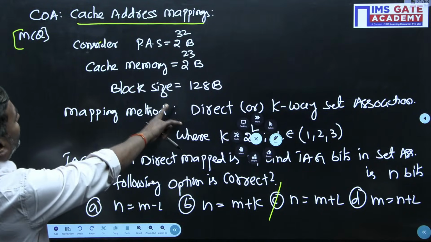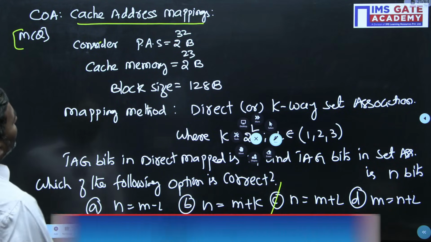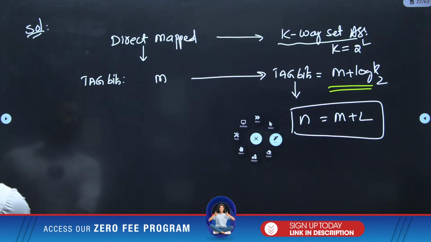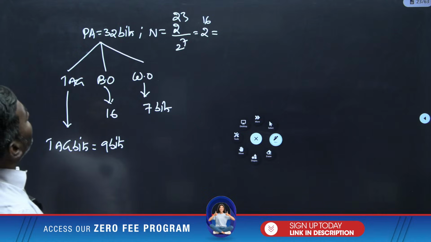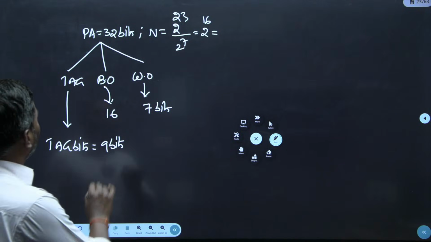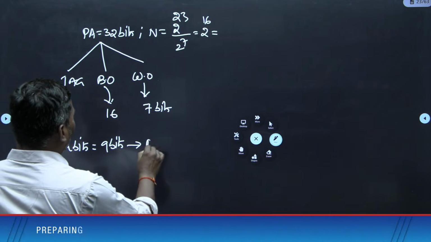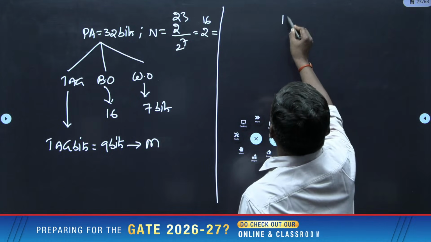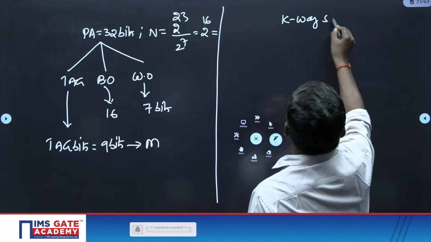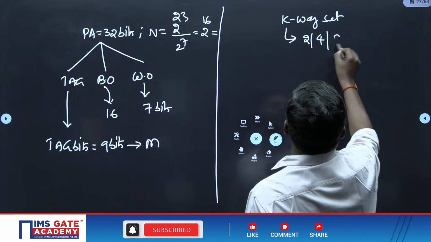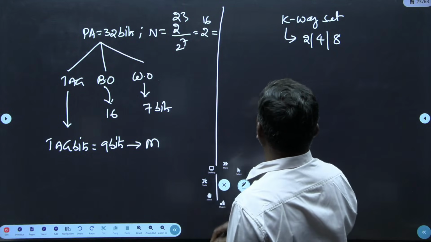Block size 128 bytes, cache memory 2 power of 23 is what is given. So 2 power 23 by 2 power 7: 7 and 3 cancel, 4 cancel, 16, correct. This is nothing but what he called M. Now when it comes to k-way set associative, k can be 2, 4 or 8, based on the values which are given.